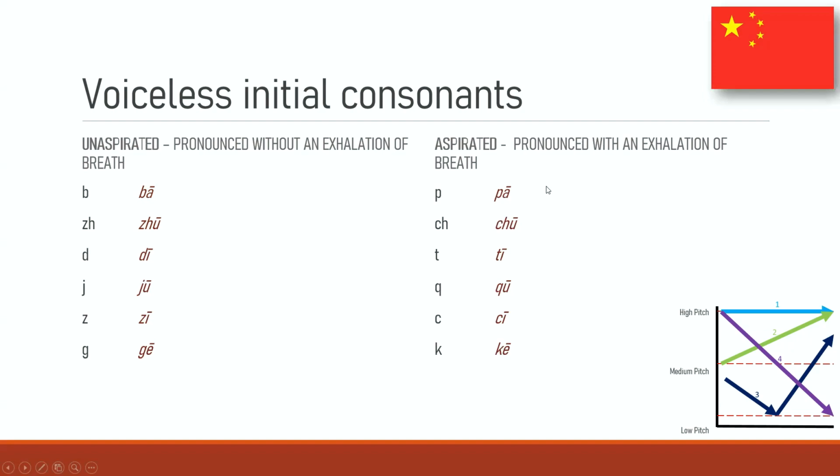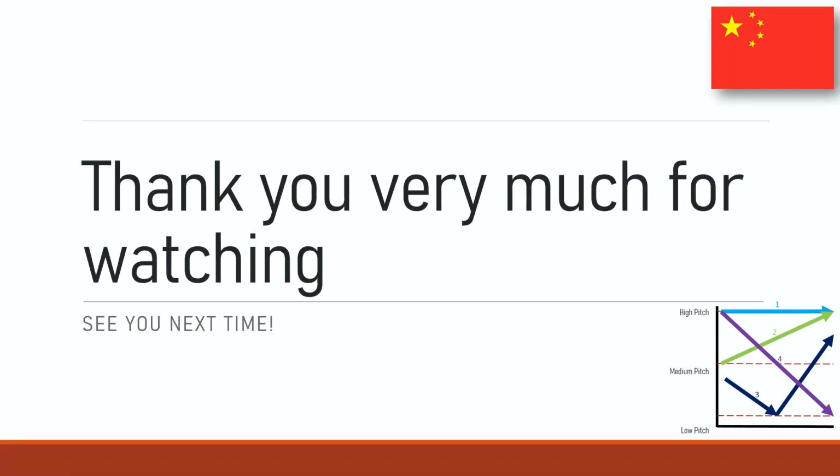Ba, pa, zhu, chu, di, ti, ji, chu, zi, ci, ge, ke. Okay, so that is how the consonants are pronounced and the difference between them.